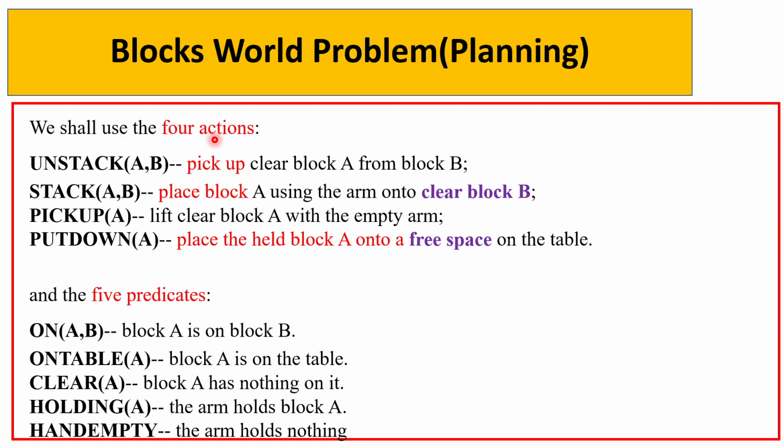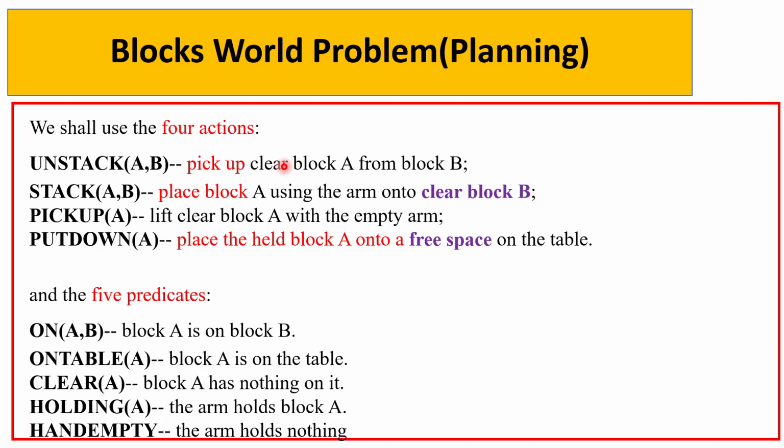Here we have 4 actions and 5 predicates. What are the 4 actions you can perform to solve this blocks world problem? We have unstack, stack, pick up, and put down. What is unstack of A comma B? That means pick up clear block A. What do you mean by clear block? Clear block means that on top of A we have no other block. This is the top block in the tower. Only the robot arm can pick the top block, or a block which is on the table top.